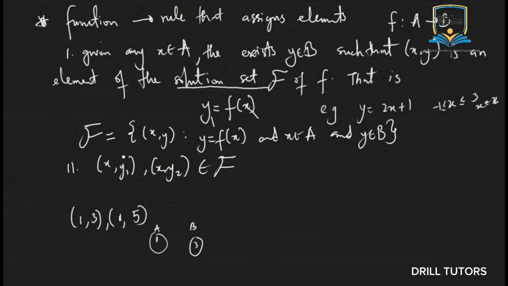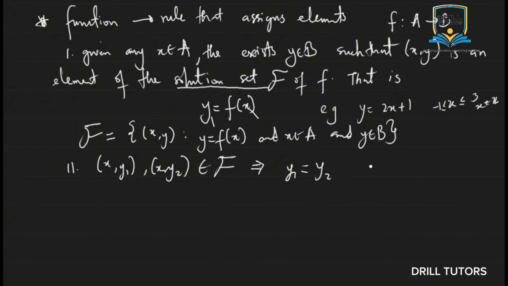Now, in what case will this rule make sense? Let us go. I said if you have (x, y1) and (x, y2), which are elements of the solution set, then if at all this is in the solution set, it only means one thing, and what it means is that y1 is the same thing as y2.